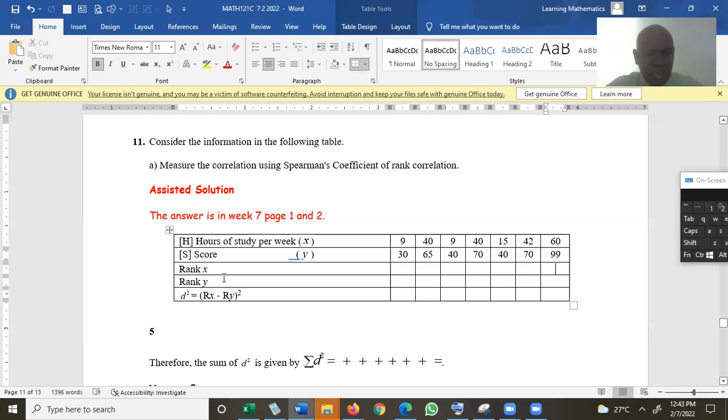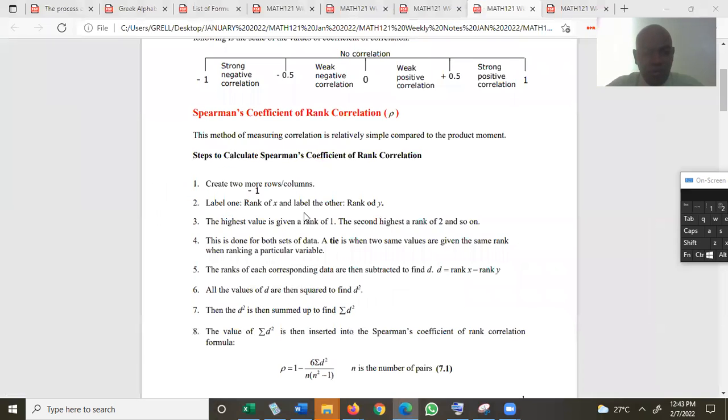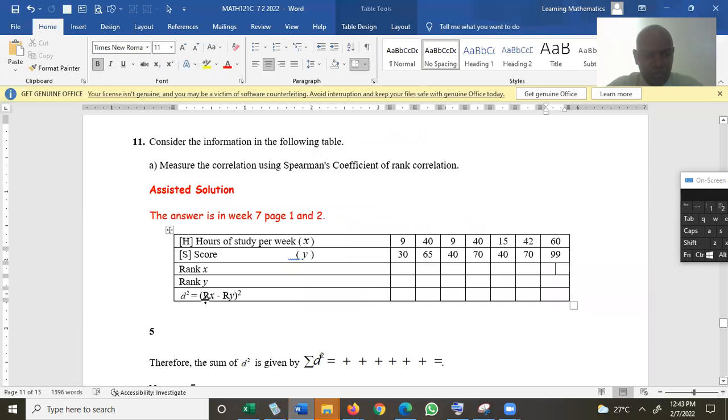So always when you see X, you have to say hours. Always when you see Y, you have to say score. So this is rank of hours and rank of score. And we have to calculate this squared. So that step 1 is done. Label 1 rank of X and rank of Y. Have we done that? Yes.